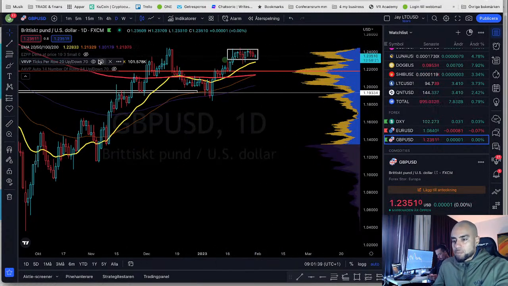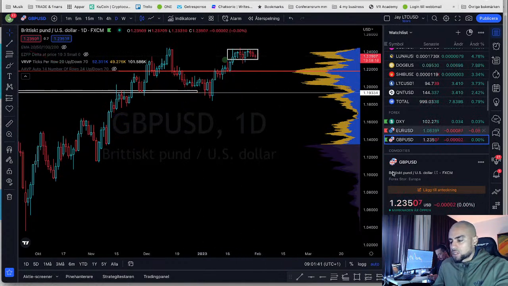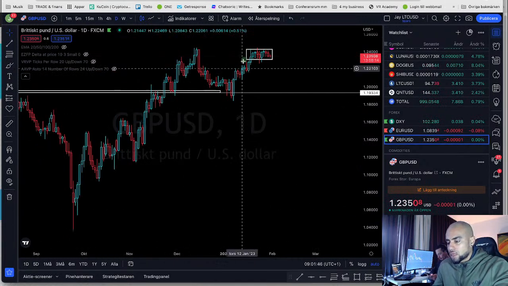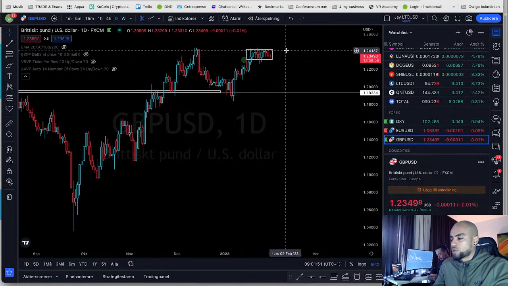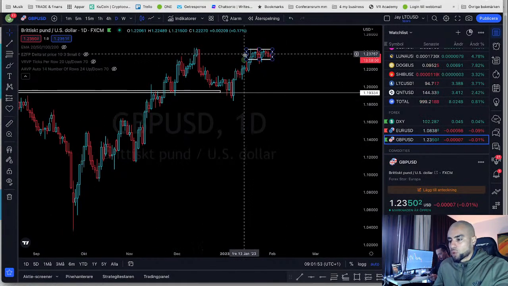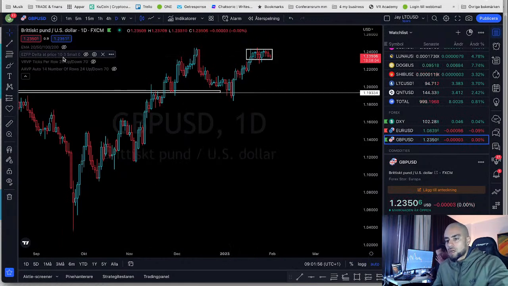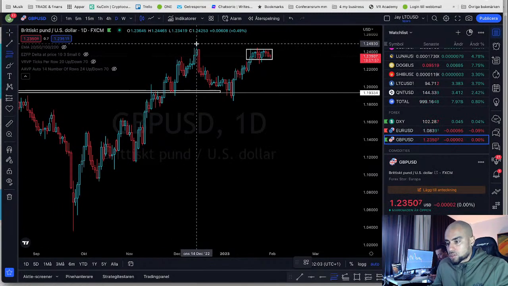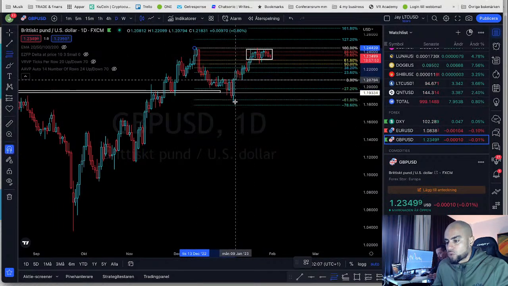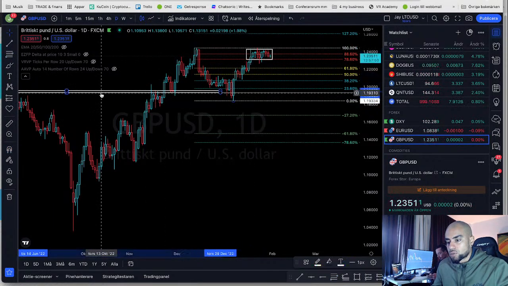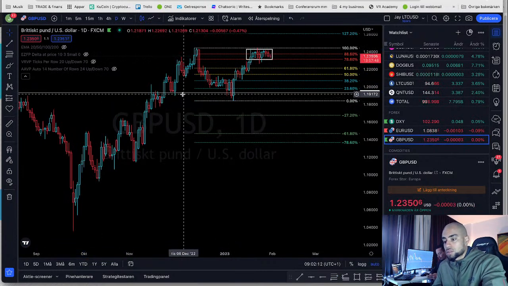So I've made this box. Wait, I'm gonna remove some drawings here so we see it easier, and remove the volume as well. So you see this box here. This is where the price is ranging right now for GBP USD, and we want to see a breakout from that box of the price. So let's take a look at what the zone that we're ranging in really is. Let's remove these drawings, not necessary anymore.